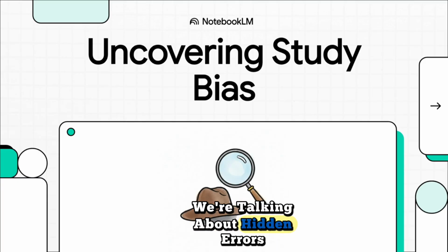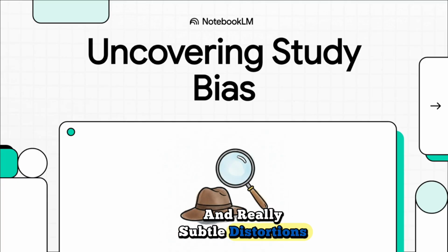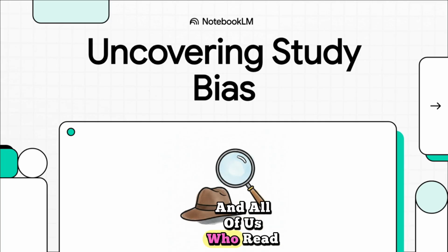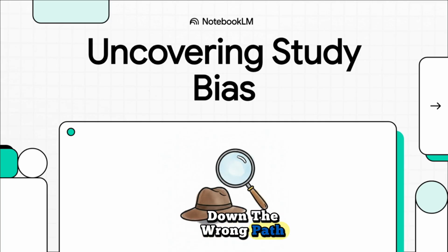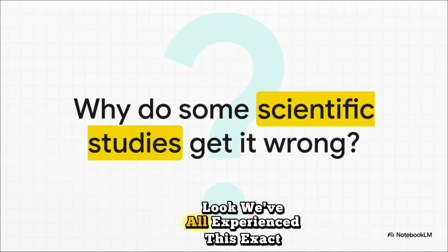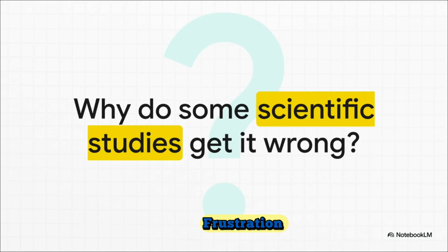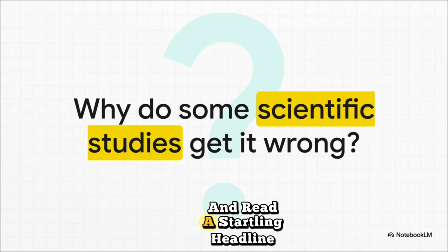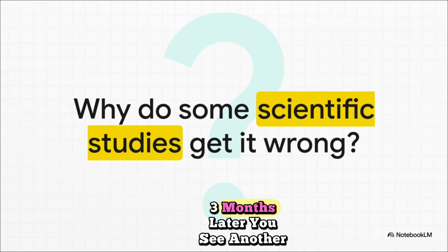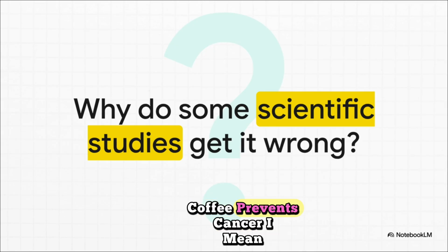We're talking about hidden errors and really subtle distortions that can completely derail a study, leading scientists and all of us who read their findings down the wrong path. So today, we're hunting down those errors. Look, we've all experienced this exact frustration. You open the news one morning and read a startling headline, "Coffee causes cancer." Then, 3 months later, you see another headline, "Coffee prevents cancer."